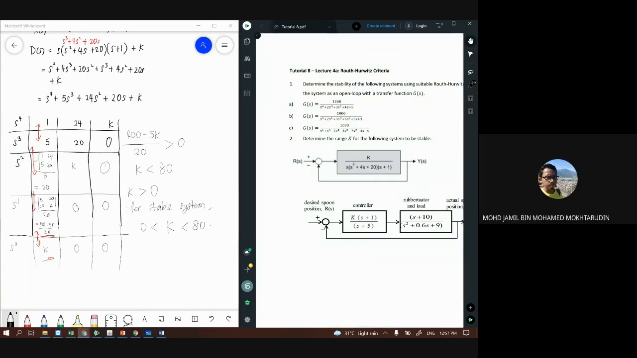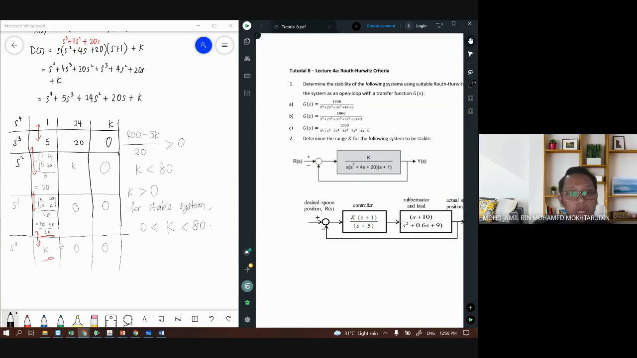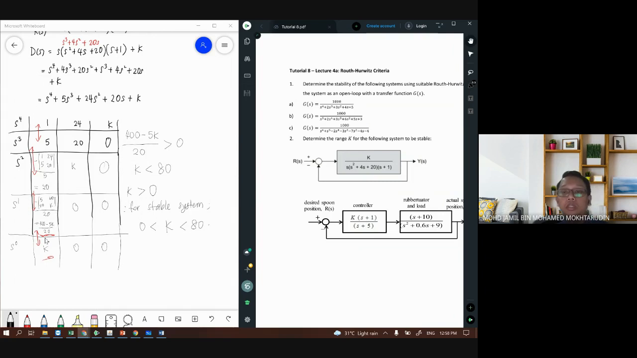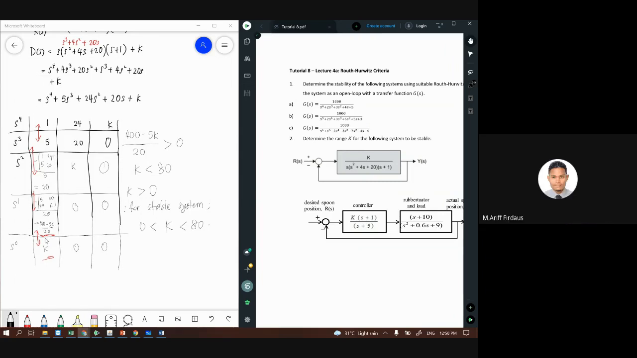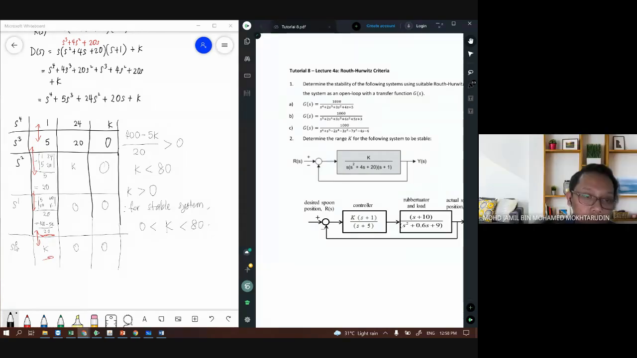Yang 400 tolak 5K bagi dengan 20 tu memang kita kena buat larger than 0, sebab yang ni mesti kena positif. Setiap ni mesti kena positif supaya sistem tu stable. Yang K larger than 0 tu maksudnya apa, sir? Yang bawah ni, row S0 ni. Row S0 kan ada K, so K ni mesti positif.